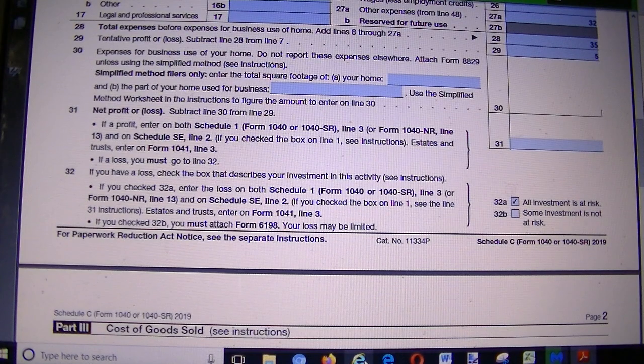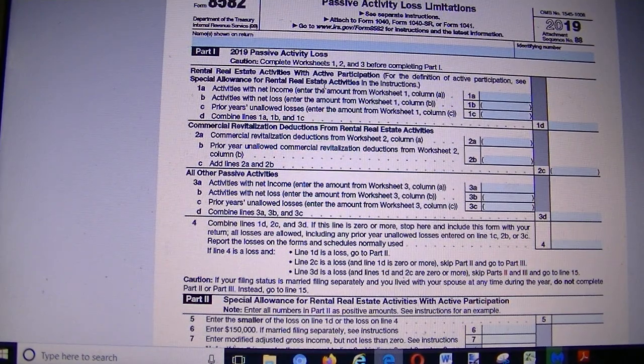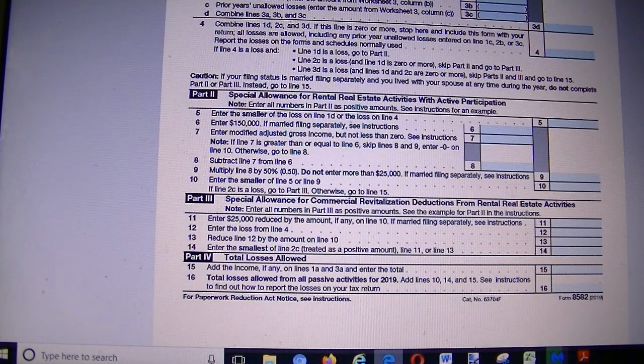So let's go take a look at the form again. And I think the reason why we need to complete this form is if you are not actively involved with your business, which I would think you should if you are a sole proprietor. So you may not really need this form depending on the business you are in, but it's worth taking a look at it to see if there is a side of it that will require you to fill out.